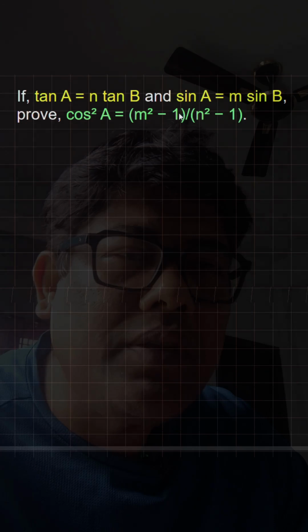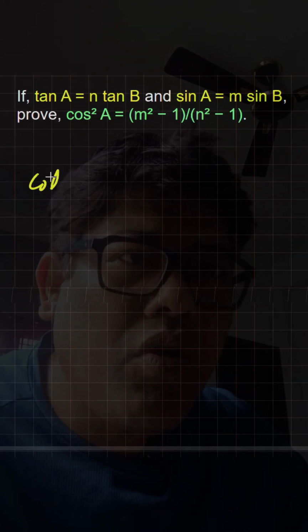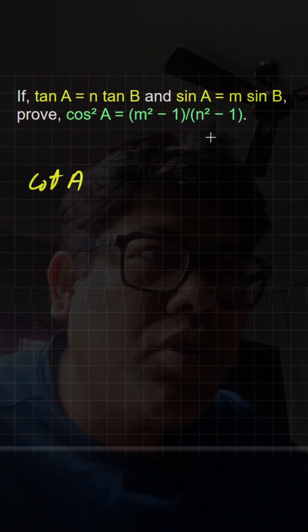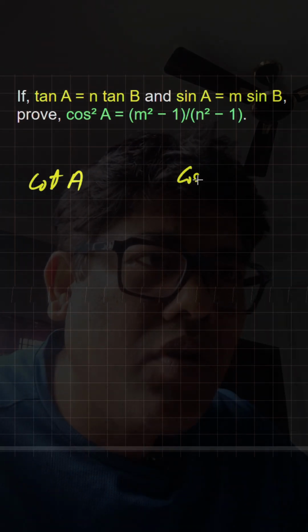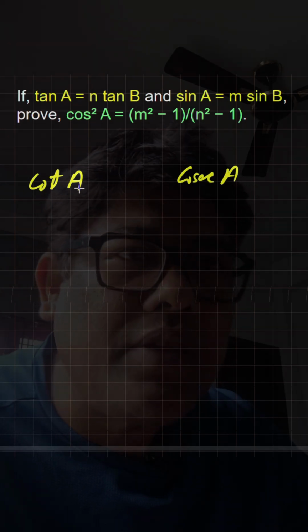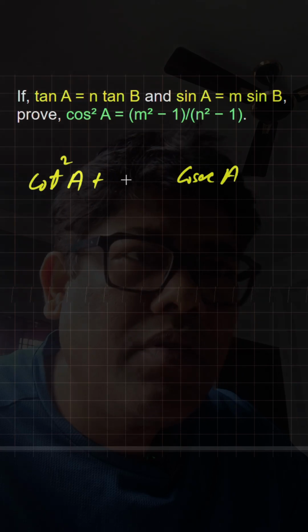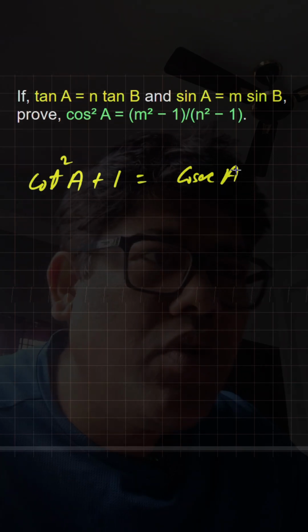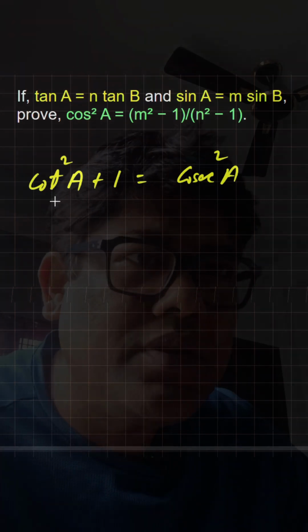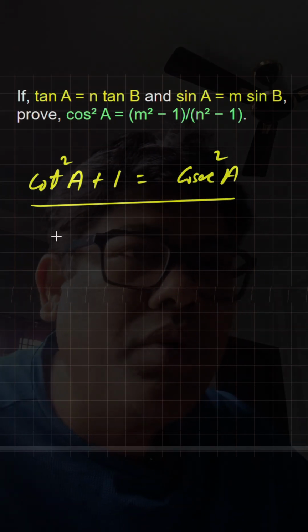Now apparently there is no direct relation between tan A and sin A, but if we observe carefully we see that the reciprocal of tan A, that is cot A, and the reciprocal of sin A, that is cosec A, these two do have a relation, that is cot square A plus 1 will give you cosec square A. So this is the relation that we can utilize to solve this. So let us try to do it.